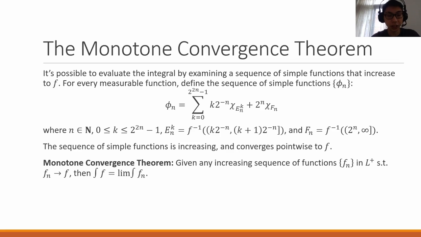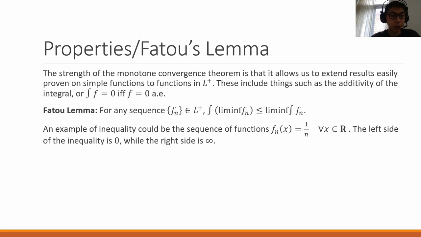And the monotone convergence theorem states that given an increasing sequence of functions in L plus that converges to f pointwise, then the integration of f is equal to the limit of the integration of the sequence. With this theorem and the previous sequence of increasing simple functions, we can calculate the value of integration of a function in L plus. The ability to pass the limit inside the integration is a major advantage of integrating using measure theory. Not only does it provide us with an effective way of calculating the integration of a function in L plus, it also enables us to extend properties to difficult cases.